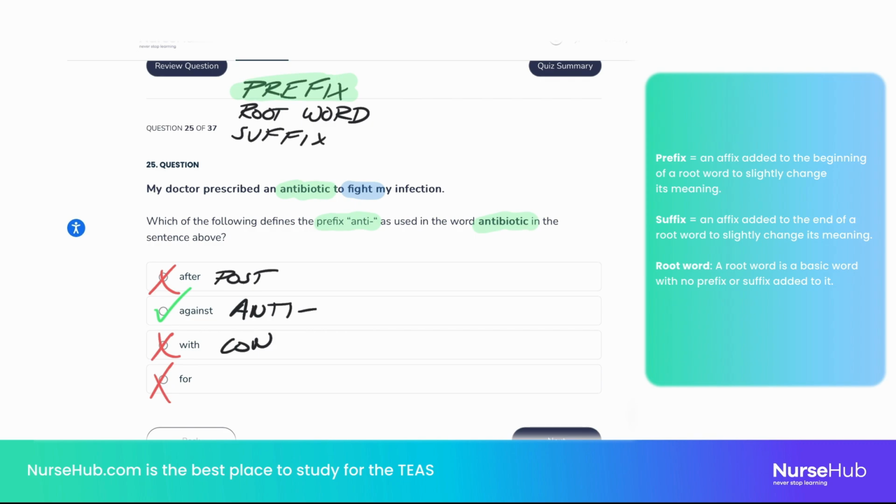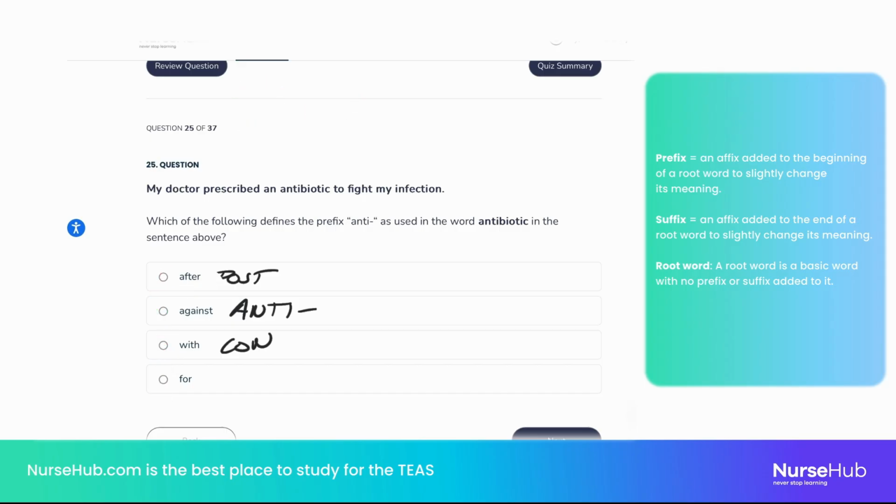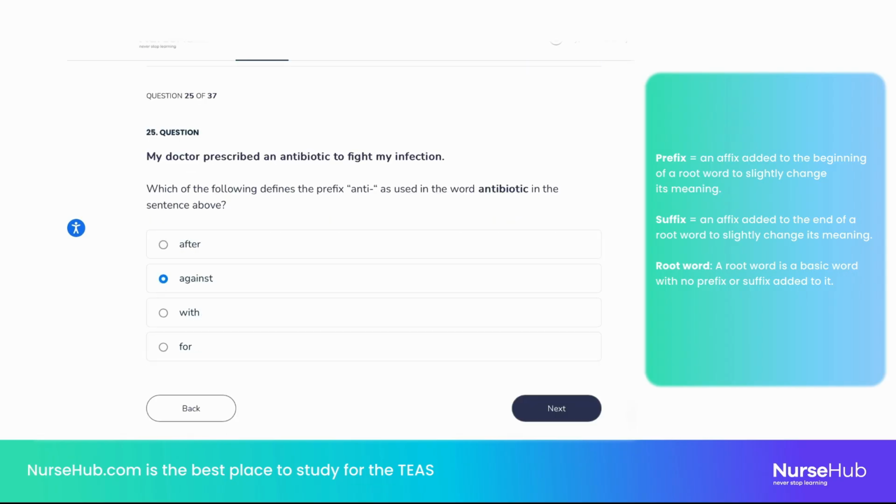All right, so there's question number 25, right? We're already 25 in. You are doing so well. If you need to take another quick break, great time to do it, right? We're 25 in, got about 12 to go. Our last real push here, okay?